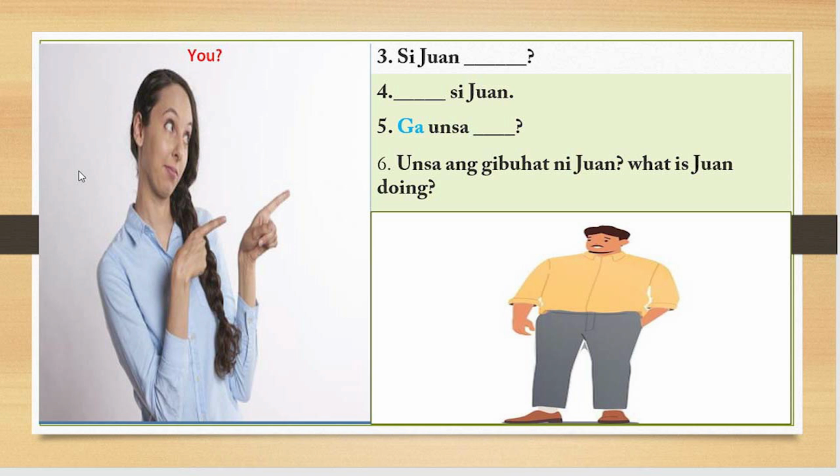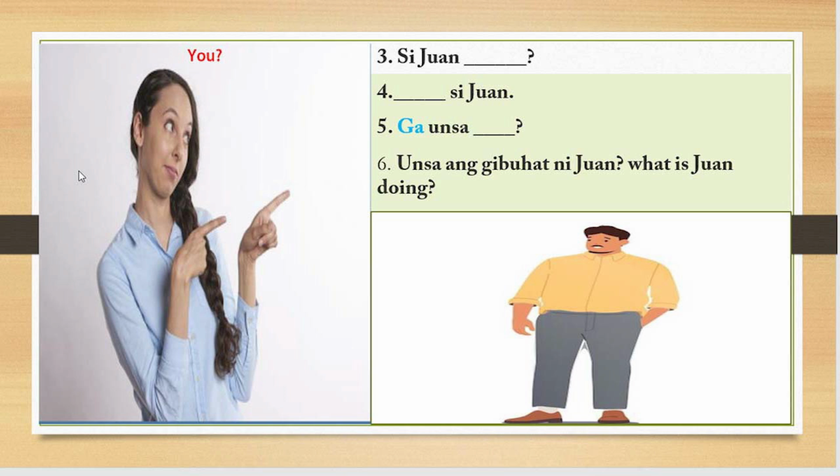Okay? Number three, "Si Juan blank." Unsa ang naa sa blank? Unsa dapat nga personal pronoun? This is second person, okay? Objective or subjective. Number three is object, okay? Objective case. Number four is subjective case. So, you know it.